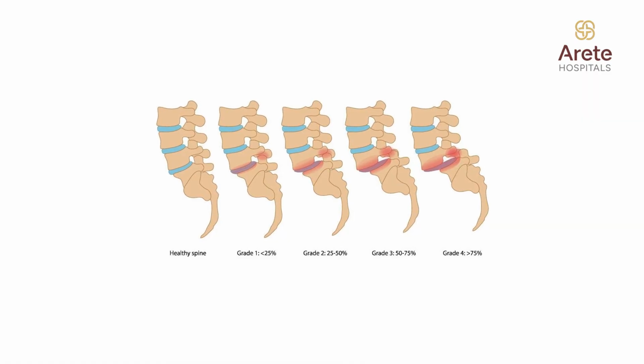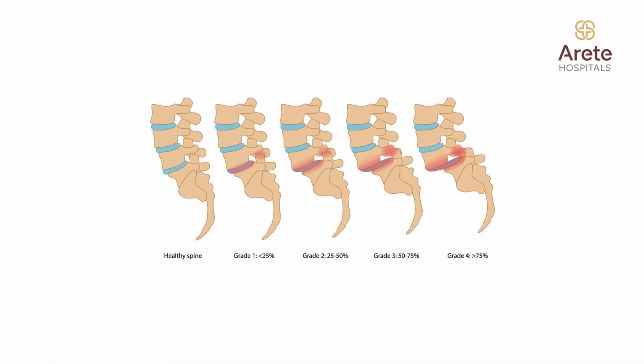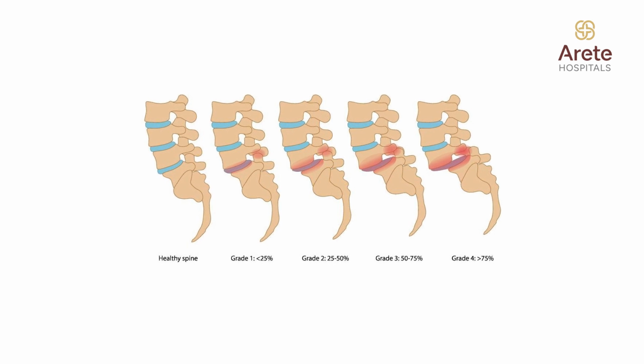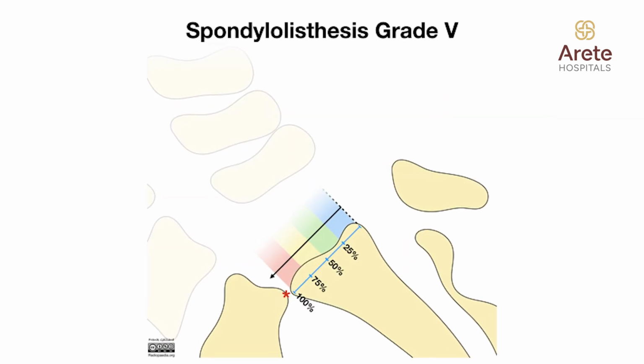So what are the grades, the severities of spondylolisthesis? It starts from grade 1, 2, 3, 4 and spondyloptosis. Each grade is categorized by the amount of slippage. Grade 1 is almost 0 to 25%. Grade 2 is 25 to 50% of the slipping. Grade 3 is 50 to 75 and grade 4 is beyond that.